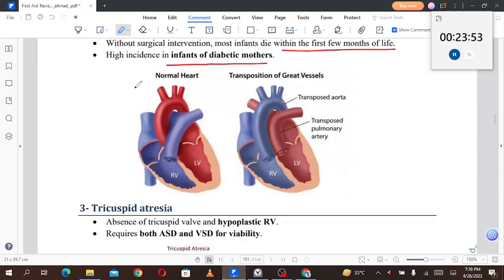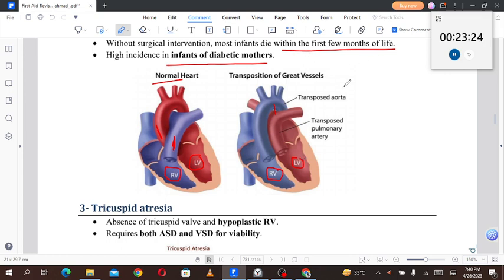Transposition of great vessels. So here you can see the normal heart. The pulmonary artery is anterior to the aorta. The aorta is originating from the left ventricle, and the pulmonary artery from the right ventricle. Here you can see that the aorta has come anterior to the pulmonary artery. Now the aorta is coming from the right ventricle and the pulmonary artery from the left ventricle, and we need to have a patent ductus arteriosus, an ASD, a VSD, or some sort of connection between the two circulations to mix the oxygenated blood with the deoxygenated blood.